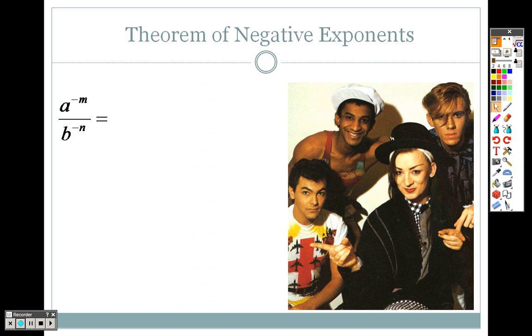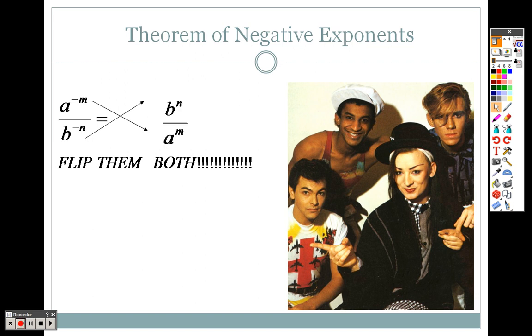So here's what that means. Basically, if you have a negative on the top and you have a negative on the bottom, you just flip-flop them both. If you have something that's negative on the bottom, that moves to the top. If you have something that's negative on the top, you move it to the bottom. So whenever you have a negative exponent, you move it to the other spot. If you have a negative exponent on the bottom, move it up top. If you have a negative exponent on the top, do what we've been doing. Move it to the bottom.